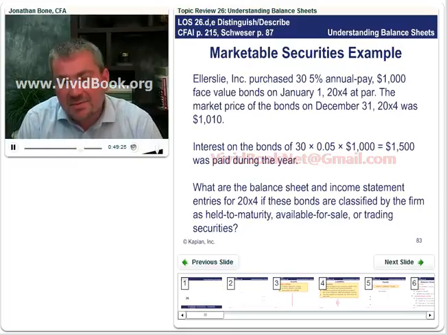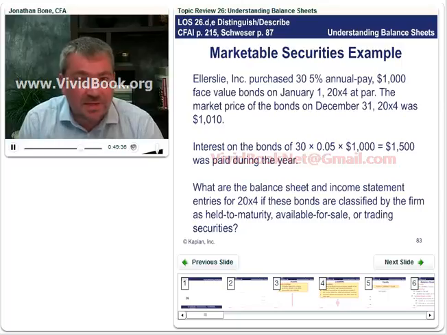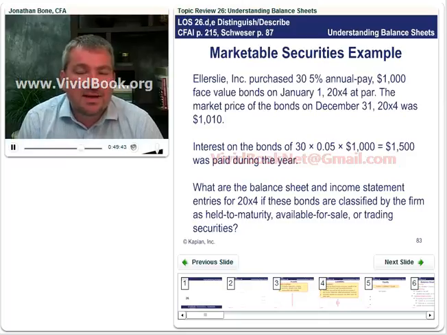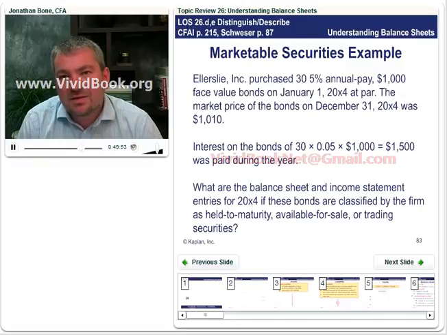Look, we'll see amortization of premiums and discounts when we issue bonds later. We'll deal with amortization of premiums and discounts when we hold bonds as investments in the level 2 syllabus. So we will see it, just not yet. Okay, so 35% annual pay $1,000 face value bonds at par. The market price of the bonds on 31st of December X4 was $1,010. Of course, that's the year end. So we've got a $10 unrealized gain on each bond, and we've got 30 bonds.